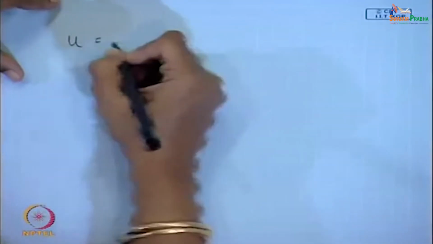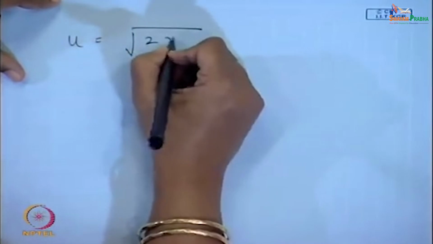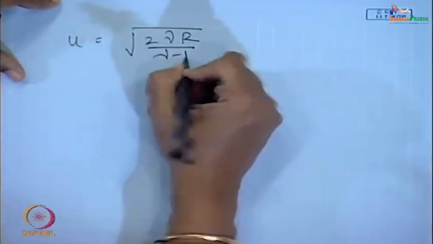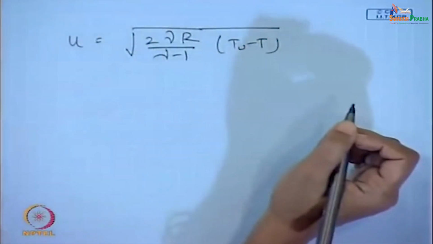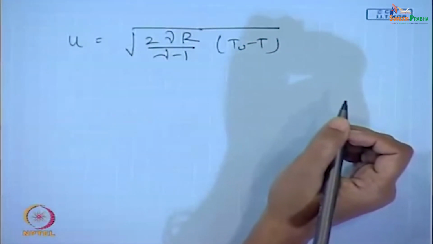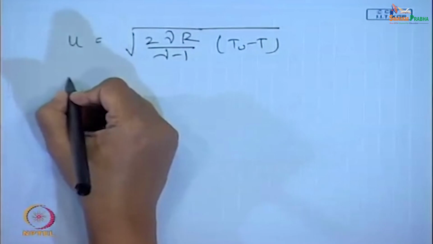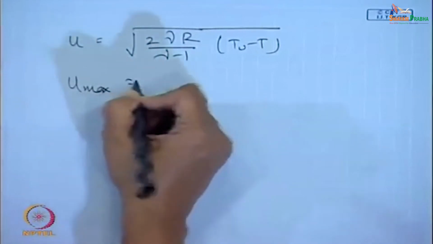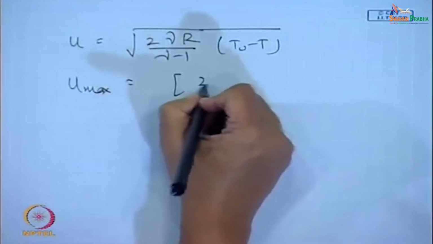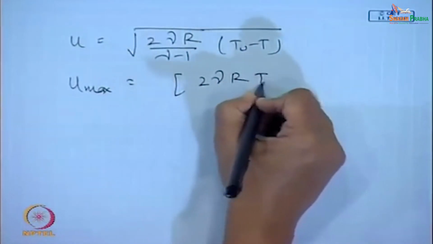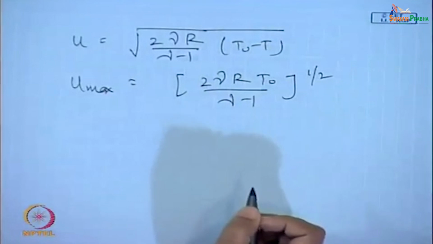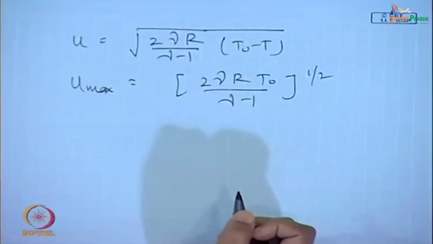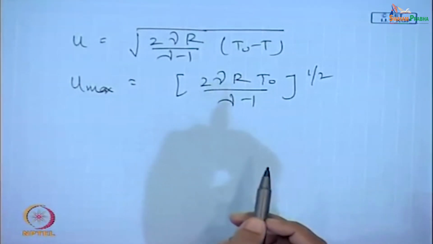And therefore, we can write down the velocity as root of 2 gamma R by gamma minus 1 into (T0 minus T), which gives you u max, the maximum velocity. It is nothing but equal to (2 gamma R T0 by gamma minus 1) whole to the power half. Can we write this, yes or no?